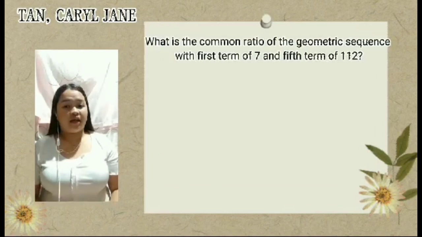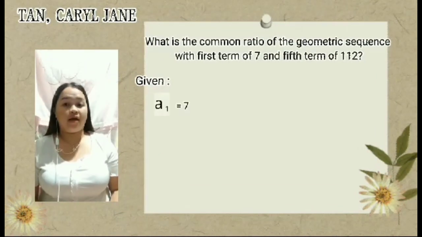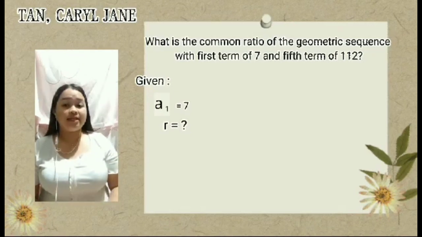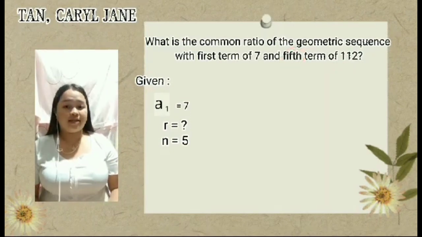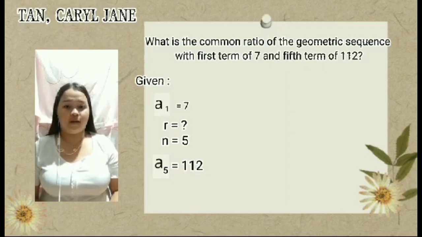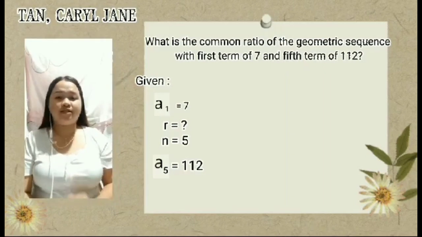So let's go to the given. A sub 1 is equal to 7 because 7 is the first term. Next is r. R is unknown because we're looking for the r, which is the common ratio. Next, n is equal to 5 because fifth is the term position of 112. And last, a sub 5 is equal to 112. So, let's proceed to the solution.